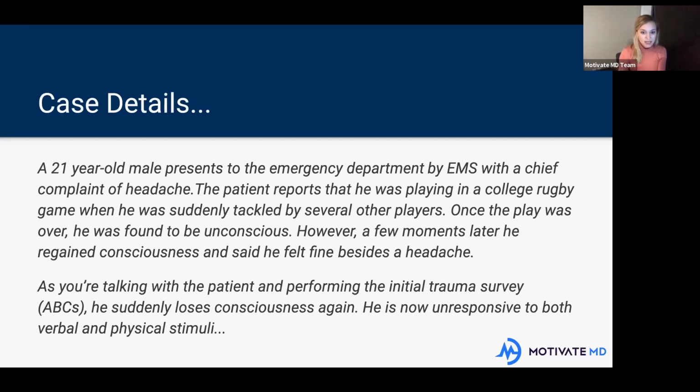Physical stimuli could be as simple as putting your hands on the patient's shoulders and even shaking them a little bit, all the way up to using something called a sternal rub, which is actually a fairly painful maneuver to try to get patients to respond to. So you take your knuckles and you put it on the patient's sternum and you rub. So if you do that to yourself, you'll see that is not comfortable.